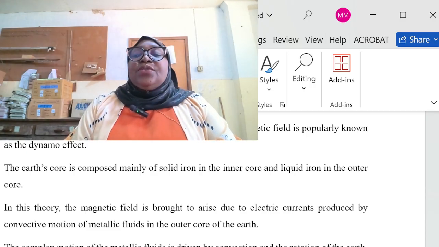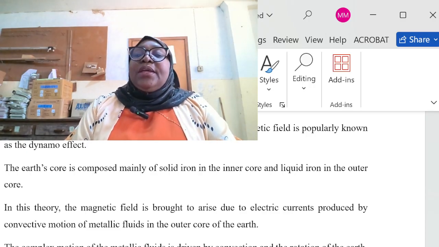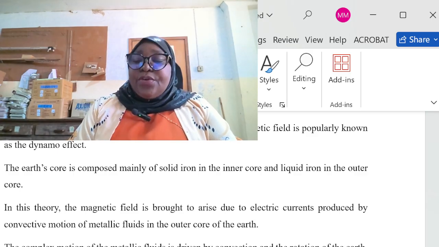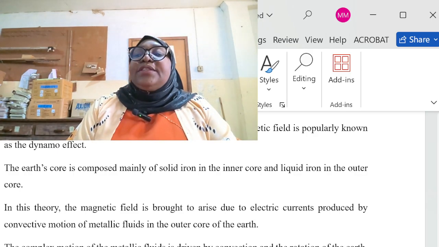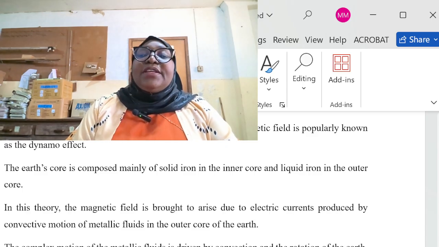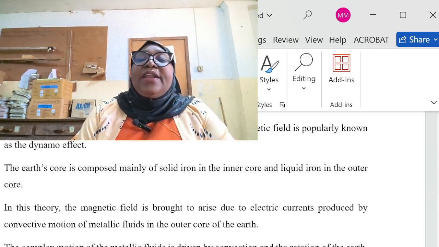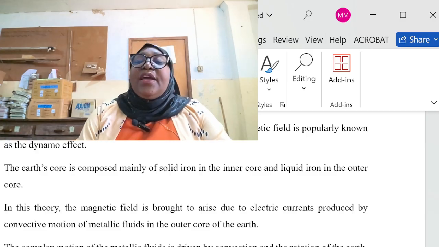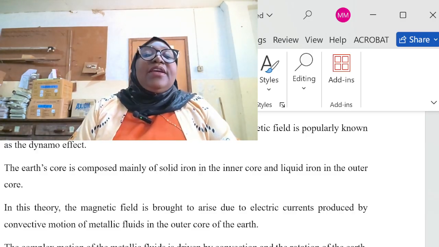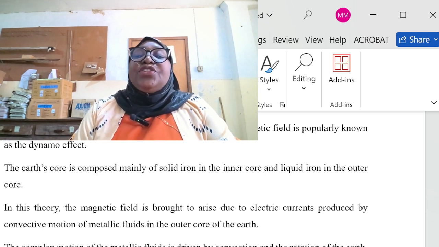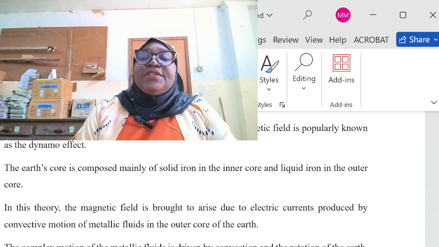Although there are other sources of the magnetic field, this includes magnetized rocks on the Earth's crust, electric currents in the ionosphere and magnetosphere, as well as the currents induced in different parts of the Earth, that is the crust, mantle, and oceans, by varying magnetic fields.